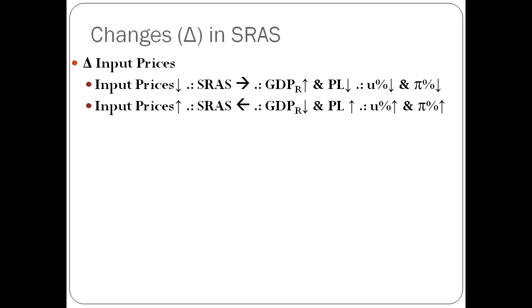And if the price level rises, that implies that the inflation rate's going to rise. Because remember, the inflation rate is just the rate of change in the price level, which means that if the price level is going up, that inflation rate is going up as well. So if short-run aggregate supply shifts to the left, you're going to see real GDP fall, price level go up, which is going to imply that the unemployment rate is going to go up, and the inflation rate is also going to go up.